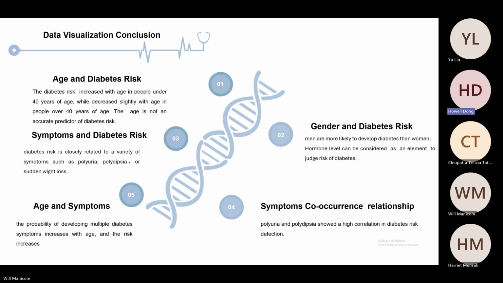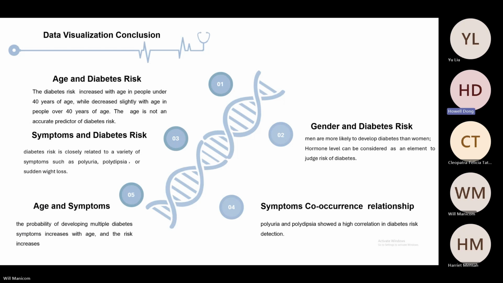Therefore, we hypothesize that the difference in hormone levels between men and women may also contribute to an increased risk of diabetes. In addition, the diagram of diabetes risk versus symptoms shows that diabetes risk is closely related to a variety of symptoms such as polyuria and polydipsia, or sudden weight loss. Some symptoms like delayed healing and alopecia are also associated with the risk of diabetes. At the same time, we find that polyuria and polydipsia show a high correlation in diabetes risk detection. If patients have symptoms of polyuria and polydipsia at the same time, the risk of diabetes is greatly increased.